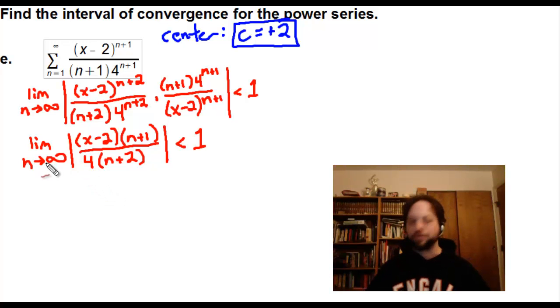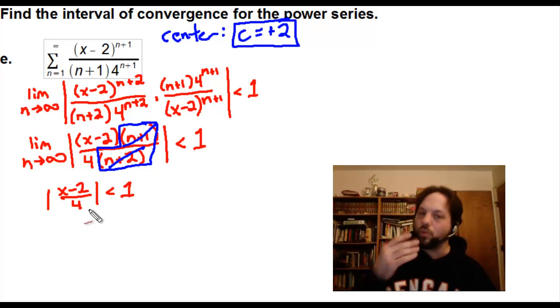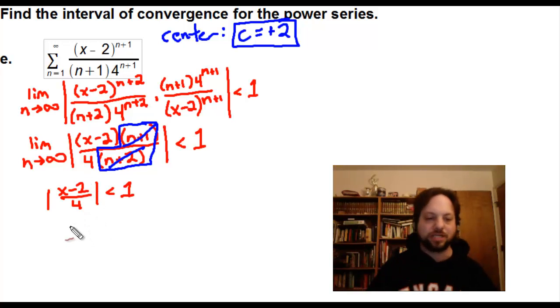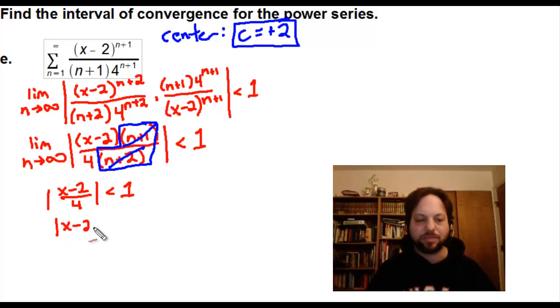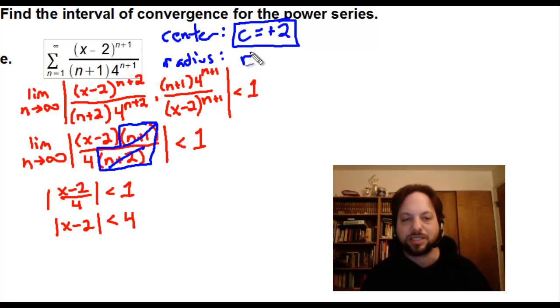My limit as n approaches infinity, hopefully you can see that these two terms right here are essentially going to cancel each other out as I approach infinity. And what I'm left with is the magnitude of x-2 over 4 is less than 1. One last thing I got to do, multiply both sides by 4, and what I'll have is the absolute value of x minus 2 is less than 4. So what do I end up with as my radius? Well, I just found my radius, and it is r equals 4.